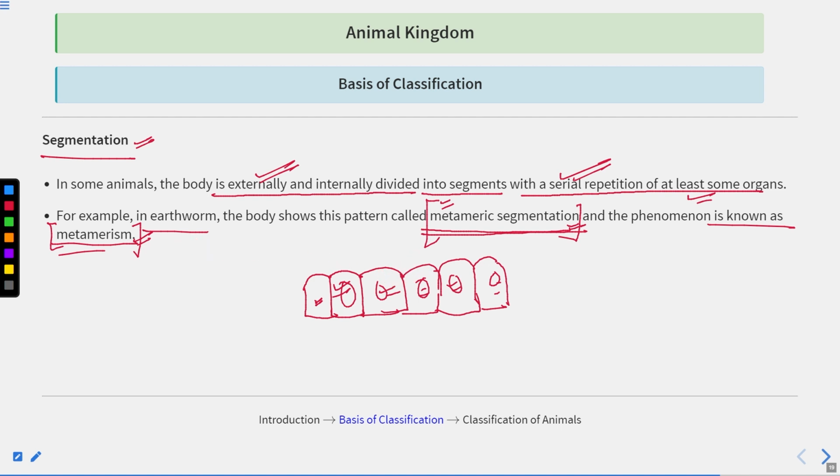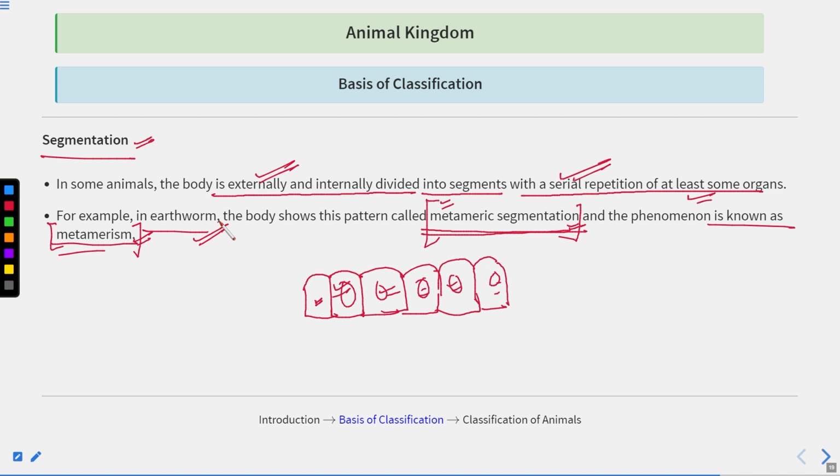Okay, so in Annelida, one example is earthworm, another is leeches. And when you see these organisms, you see segmentation. There is a demarcation at the surface of their body. This demarcation is present on the outside, and you can see it from the outside as well as inside.